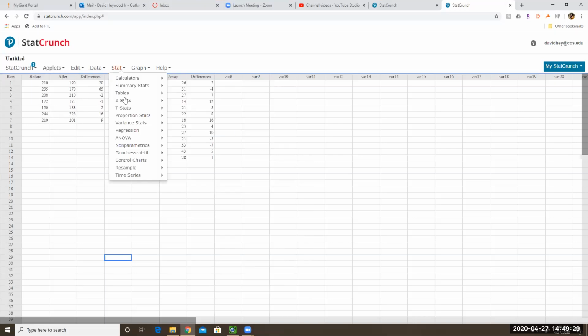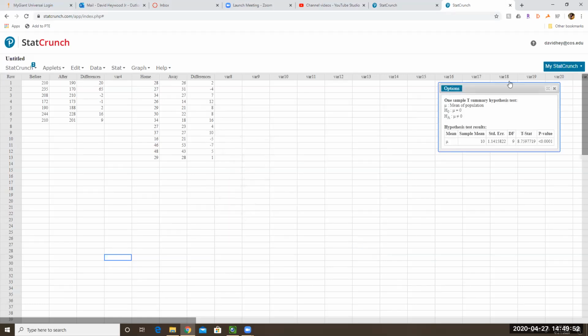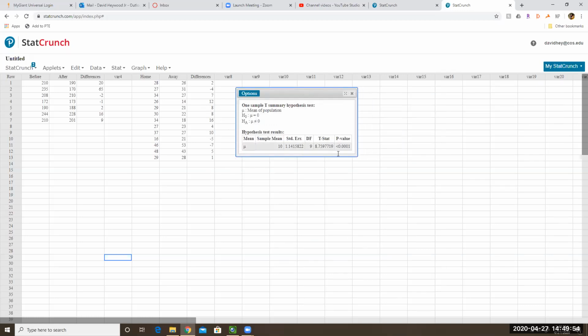So I'm going to go to Stat, T Stats, One Sample with Summary. So sample mean is 10, sample standard deviation is 3.61, sample size is 10. We want a two-tailed test. So actually that's already set up the way we want it. Ooh, and look at that p-value. That's a tiny, tiny p-value. So let's write that down.